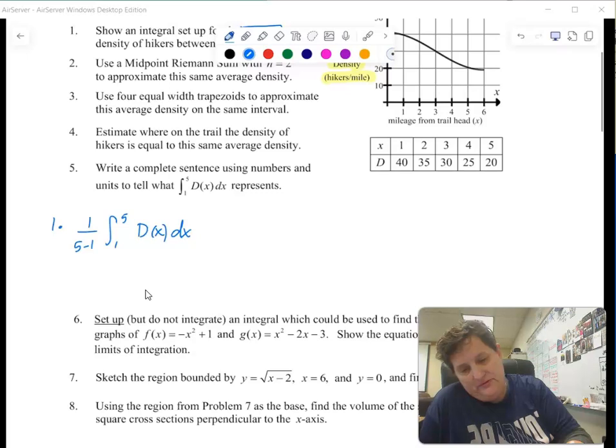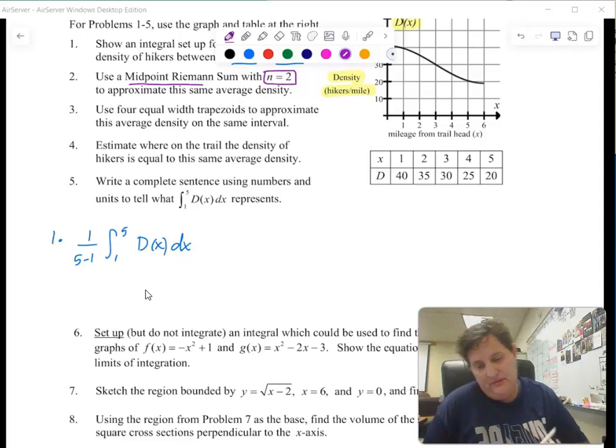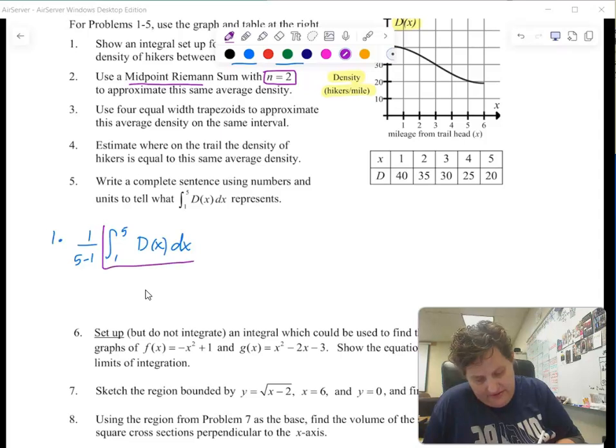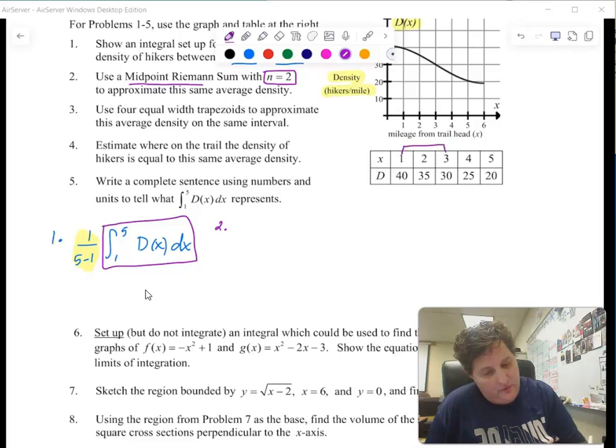Okay, number 2 says use a midpoint Riemann sum with n equals 2 to approximate the average density. All right, the Riemann sum is going to help me approximate this integral right here, guys. We're still going to have this average value piece out in front of it that I don't want to forget. But for number 2, let's start with a midpoint Riemann sum with 2 rectangles. Now, my first rectangle is going to go from 1 to 3, and then my next rectangle is going to go from 3 to 5, okay?